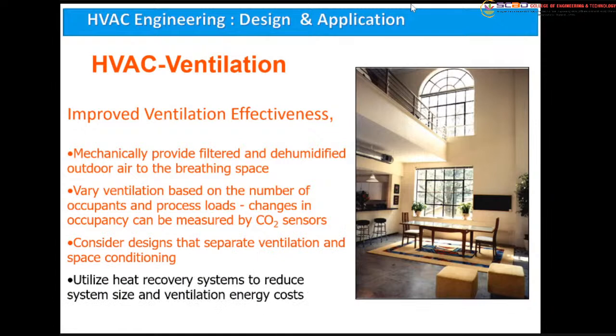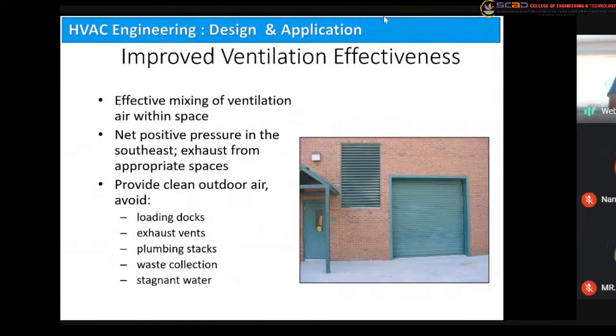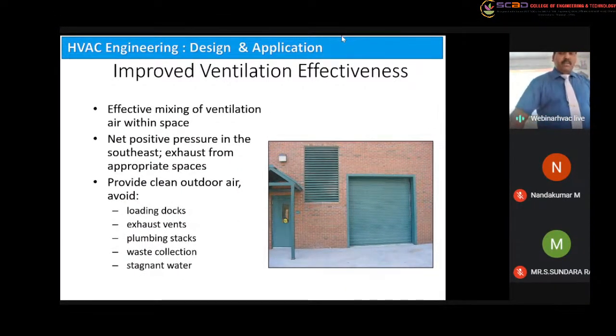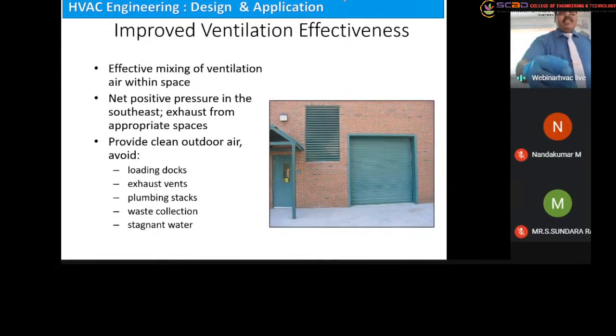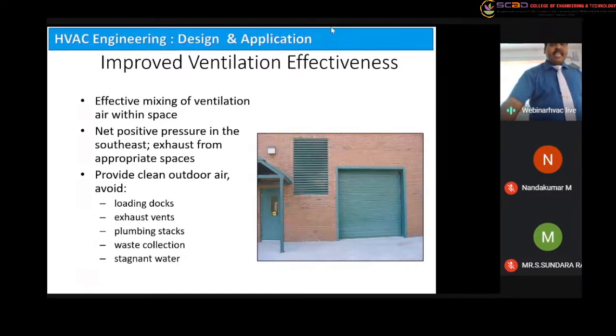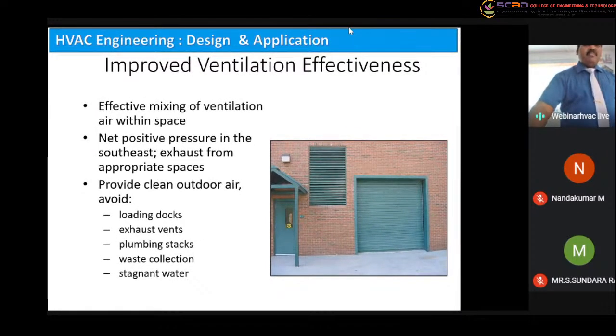Utilize heat recovery systems to reduce system size and ventilation energy cost. Because in ventilation, you are pumping in fresh air and taking out exhaust air. In an air conditioned room, everybody says, hey, close the door, the AC cool air will go out. So think about that. A room is air conditioned. If you are getting fresh air inside and taking exhaust outside, that means you are compromising on your chilled air inside the room. So you should have heat recovery systems. There are a lot of heat recovery systems in the market which do this. Now, improved ventilation effectiveness: you can see items like effective mixing of ventilation, net positive pressure, providing clean outdoor air, and avoiding loading docks. These are the improved ways of doing that.